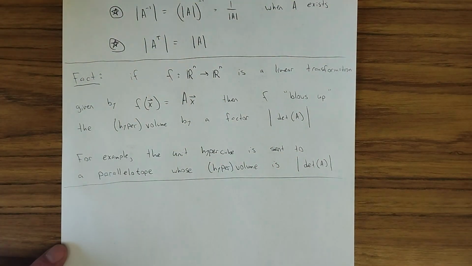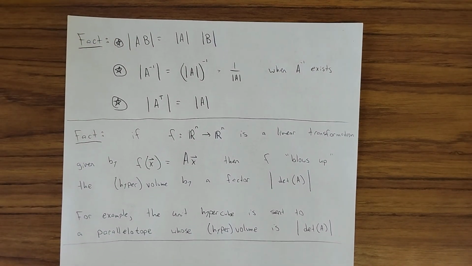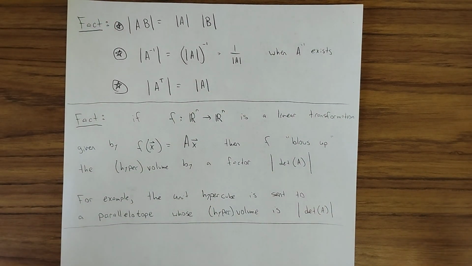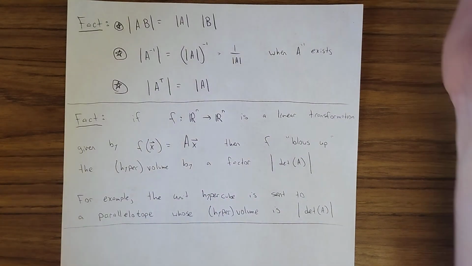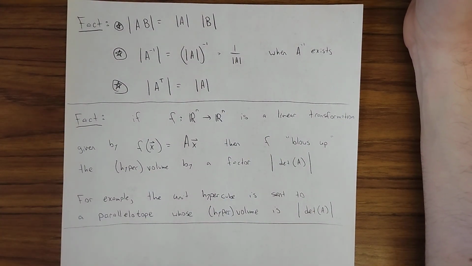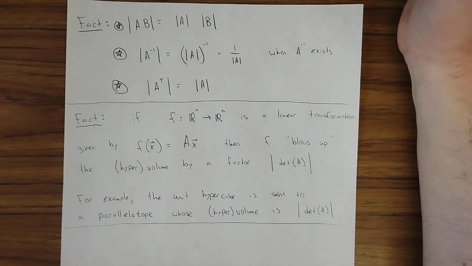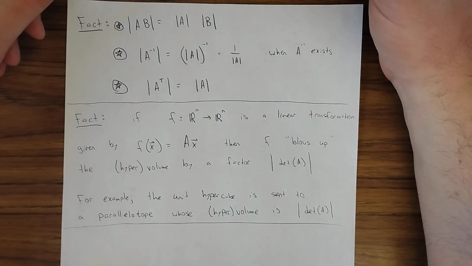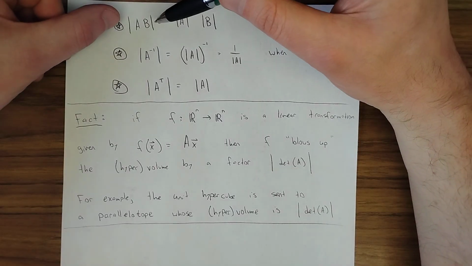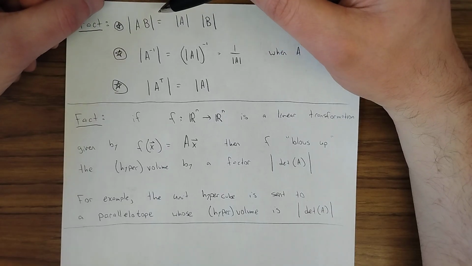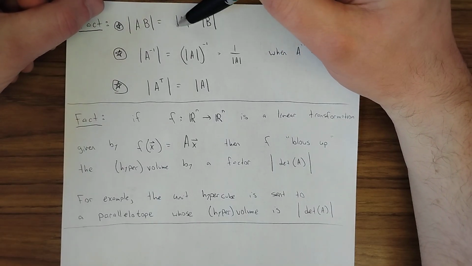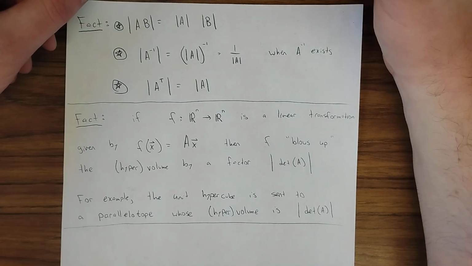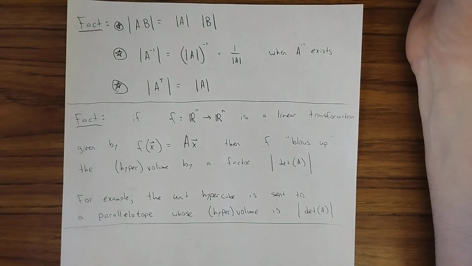All right. So let me just state a couple of random facts here at the end, relating determinants to other matrix operations that we've learned about recently. So here's how determinants behave with respect to matrix multiplication. If I take the determinant of A times B, that's the same as the determinant of A times the determinant of B, and I'm not proving this.